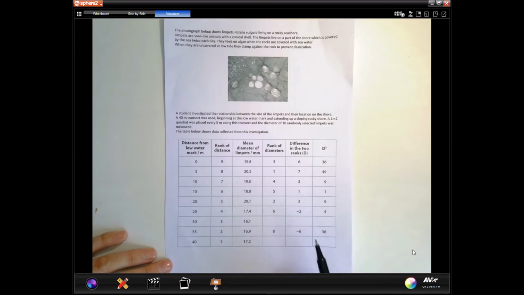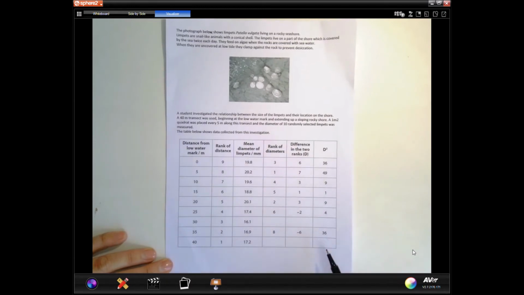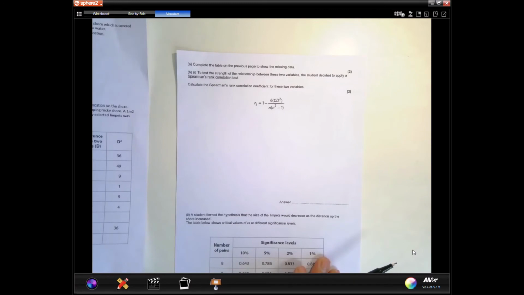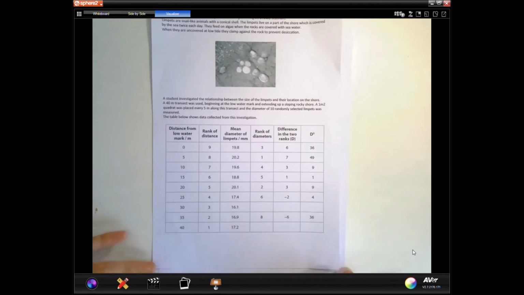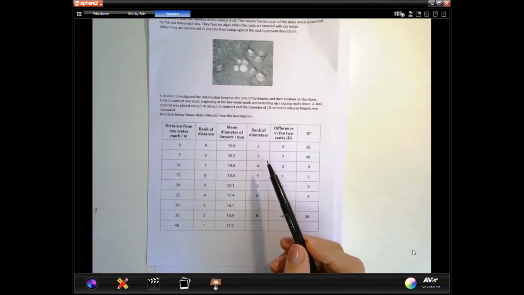We've then got the mean diameter of the limpets, rank of diameters, differences in the two ranks, and the differences squared. The first thing it's asking us to do is to complete the table on the previous page to show the missing data. Well, this is not going to be particularly complicated. They've already ranked from high to low, which doesn't really matter.